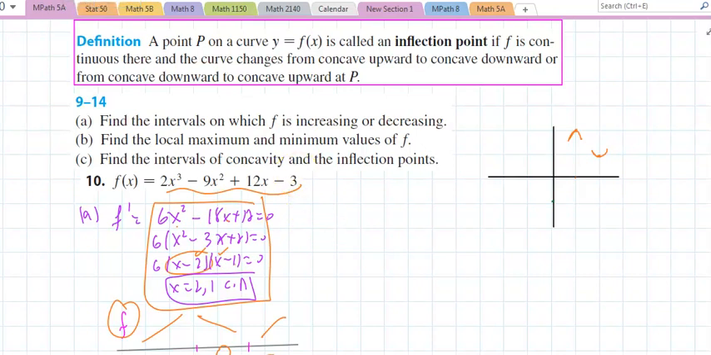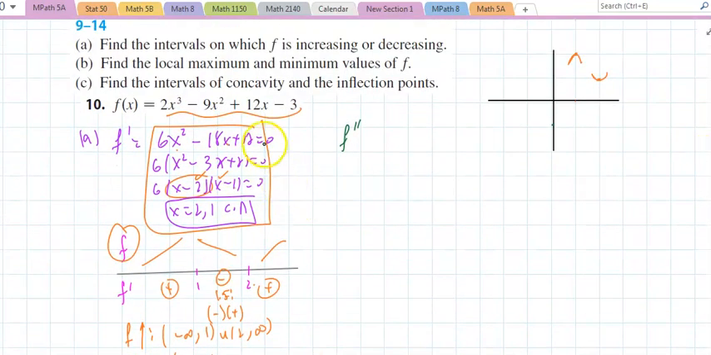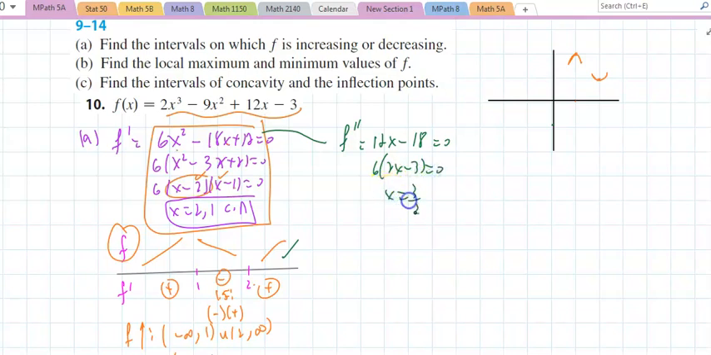For now, I want to apply the second derivative test. If I take the second derivative, it would be 12x minus 18. I want to know where that equals 0. Kind of like what we did right there. Take a 6 out. That would be 2x minus 3 equals 0. I'm getting x equal 3 halves. There's 3 halves. There's the second derivative.